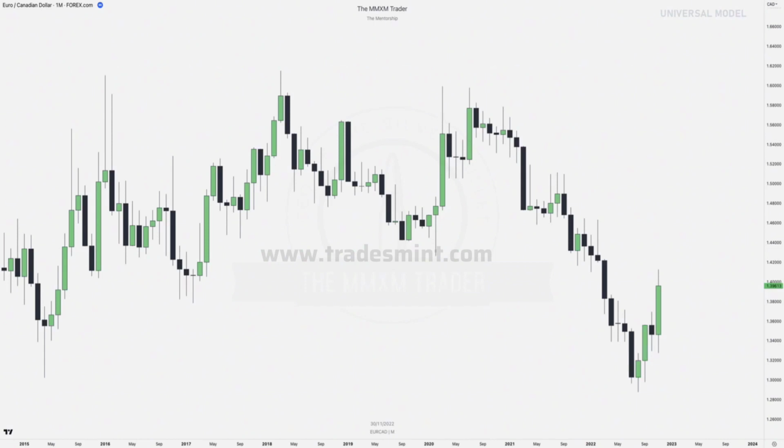So over here we've got that Euro Canadian dollar monthly chart, right? We're going with that weekly range trader, that higher time frame, aka swing trader. And just take a look at this chart right now. What do we see?